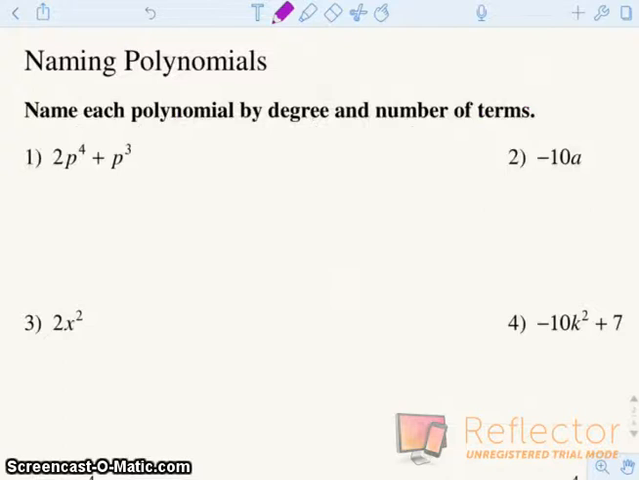Okay, now I'm going to look at a few of these examples. When I look at the first one, I'm going to look for two things. Remember, I need the degree and I need the number of terms. So my first thing, my degree, is my highest exponent. So not necessarily the first one, although I should put it in order, but the highest exponent. In this case, my highest exponent is a 4. Therefore, this is a degree 4.